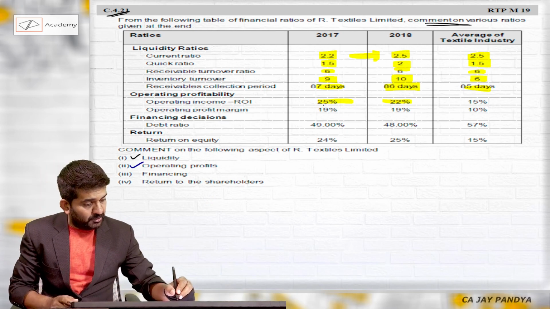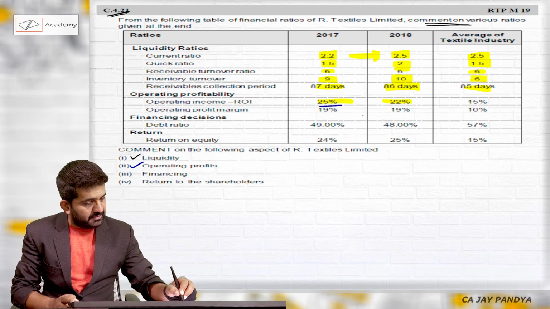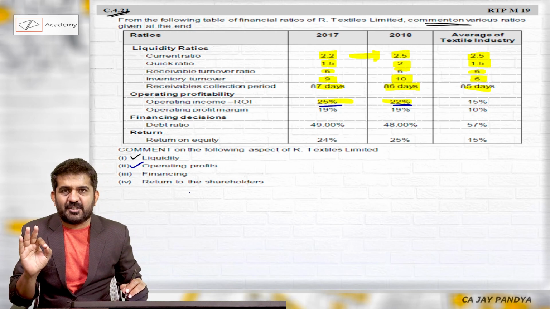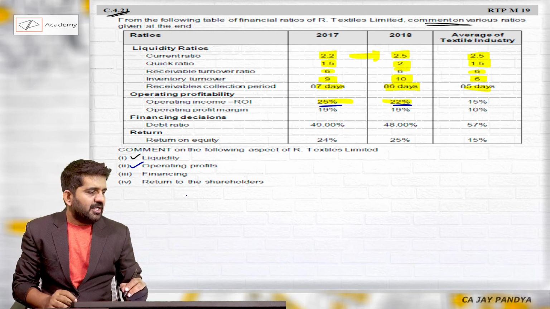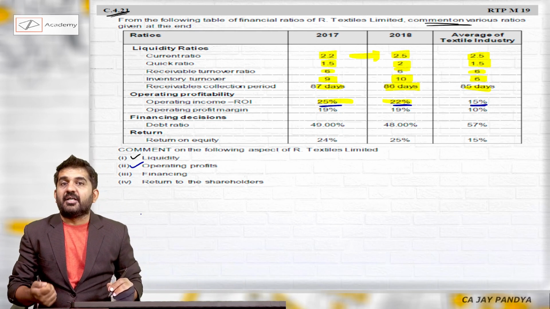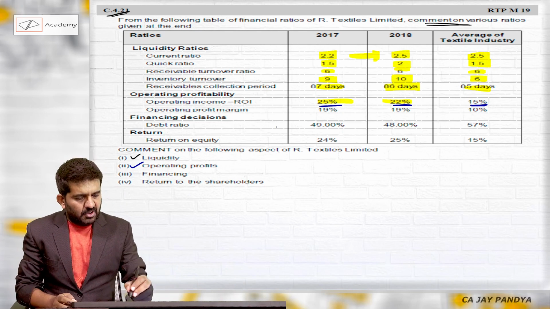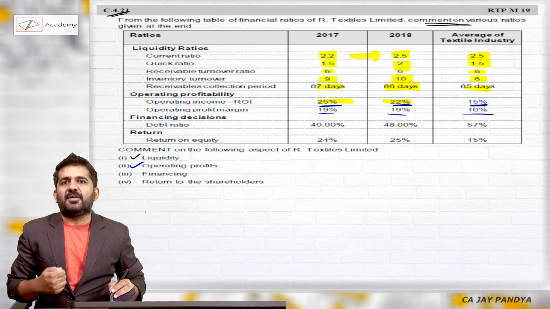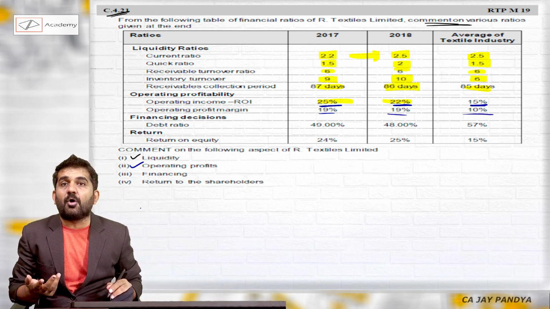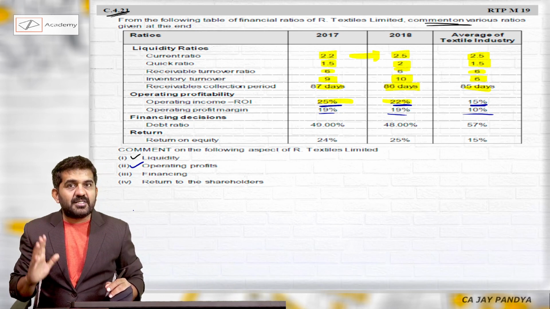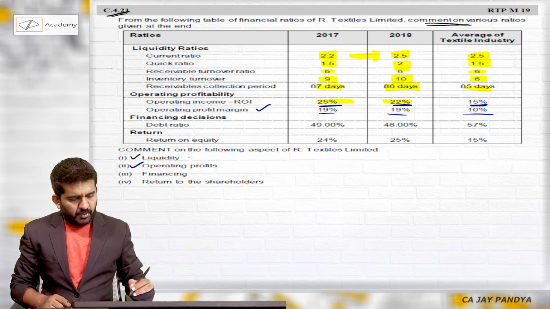In 2017, it was 25%. Now it has reduced to 22%. So as far as profitability, income is concerned, it is not a good thing. Still, we are above the industry average. So that is good for us. Operating profit margin was 19%, where the industry average is 10%. So we are maintaining our operating profit margin at 19%, where the industry average is 10%. So we are performing good over here.